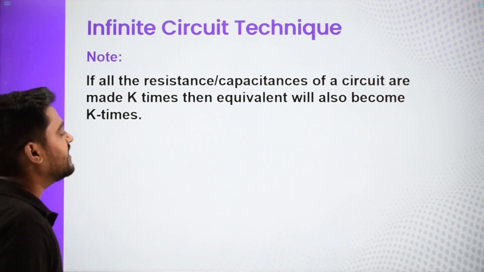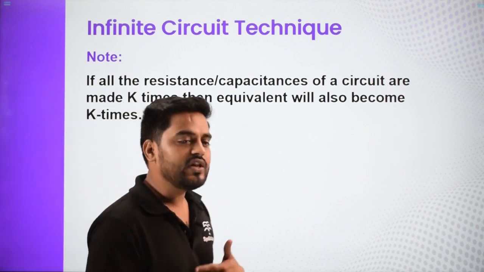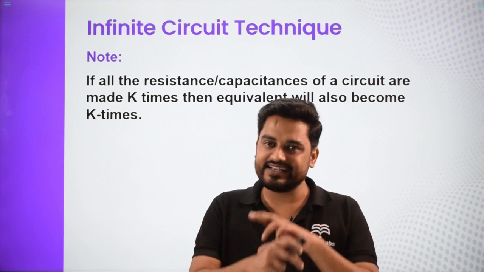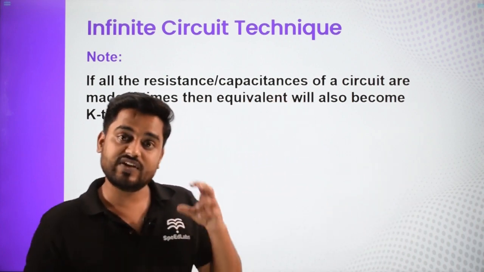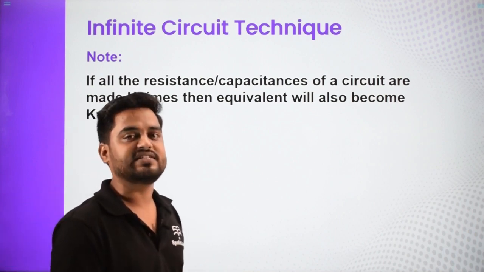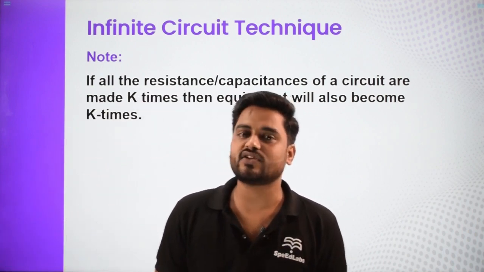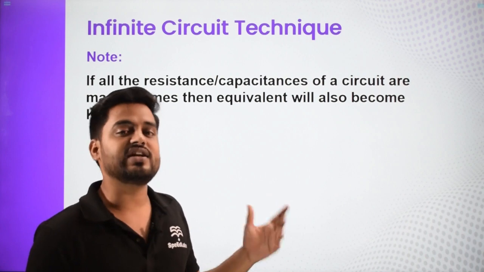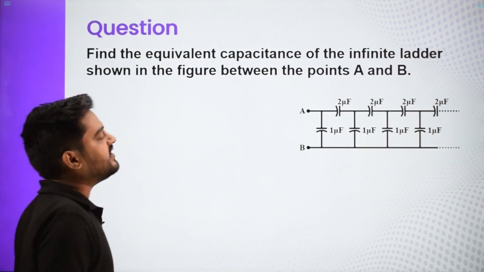There is a note that if we are replacing all the capacitors of the entire circuit with other capacitors which are K times those initial capacitors, then the equivalent capacitance also becomes K times the initial equivalent capacitance. Now let us do this question or example of an infinite circuit.